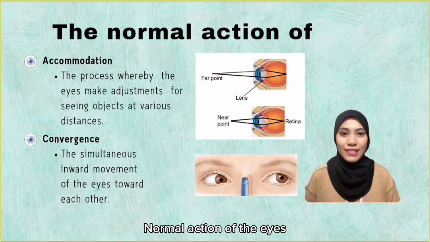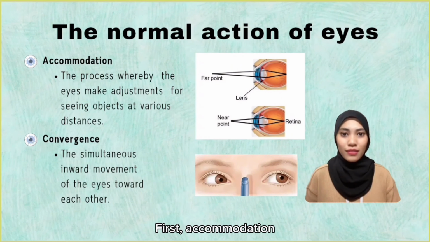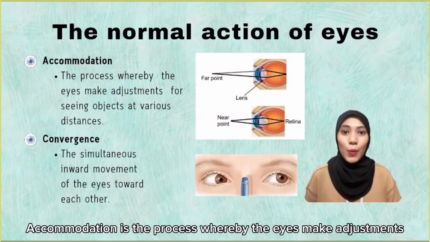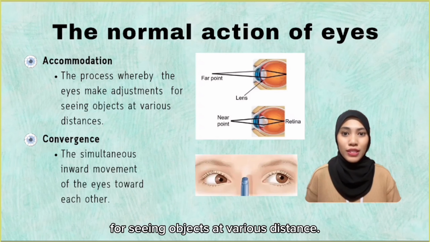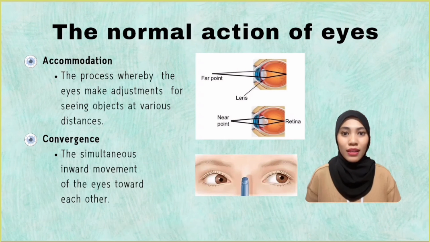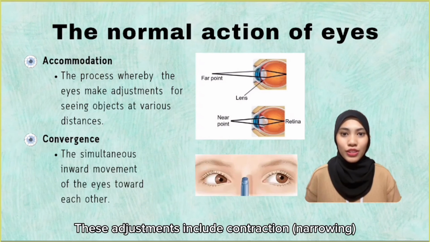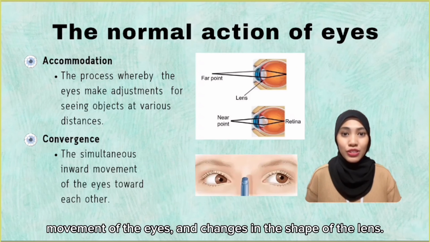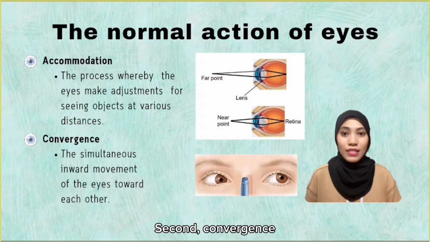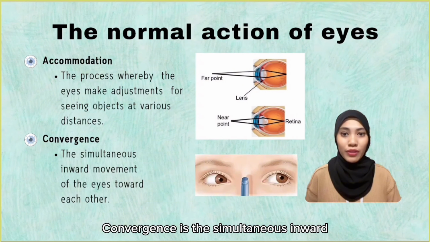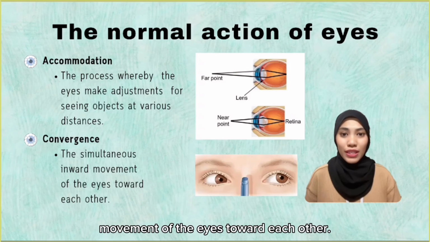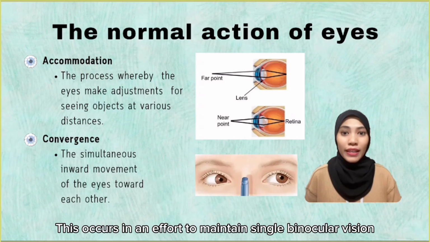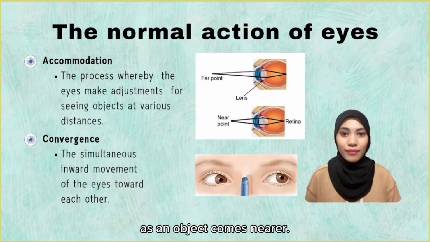Normal action of the eyes. First, accommodation. Accommodation is the process whereby the eyes make adjustments for seeing objects at various distances. Thus, adjustments include contraction and dilation of the pupil, movement of the eyes, and change in the shape of the lens. Second, convergence. Convergence is the simultaneous inward movement of the eyes toward each other. This occurs in an effort to maintain single binocular vision as an object comes nearer.